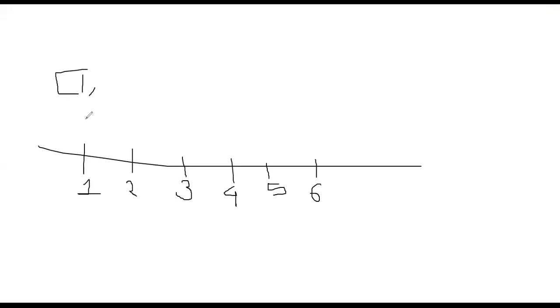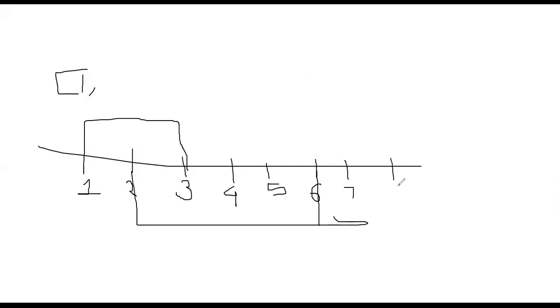So you have this line. You have one interval which is from 1 to 3 and you have another interval which is from 2 to 6. Now let's say you had another interval which is from 5 to 9.